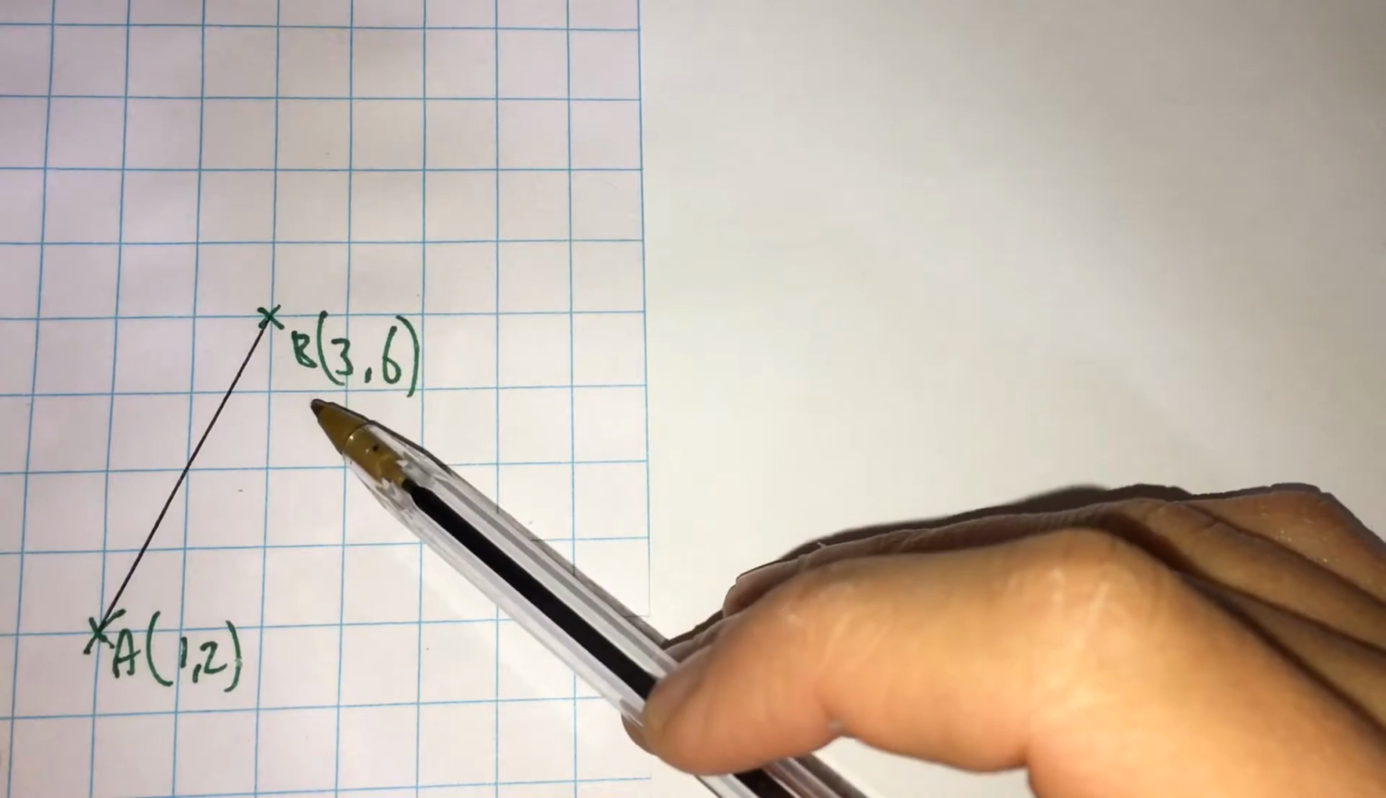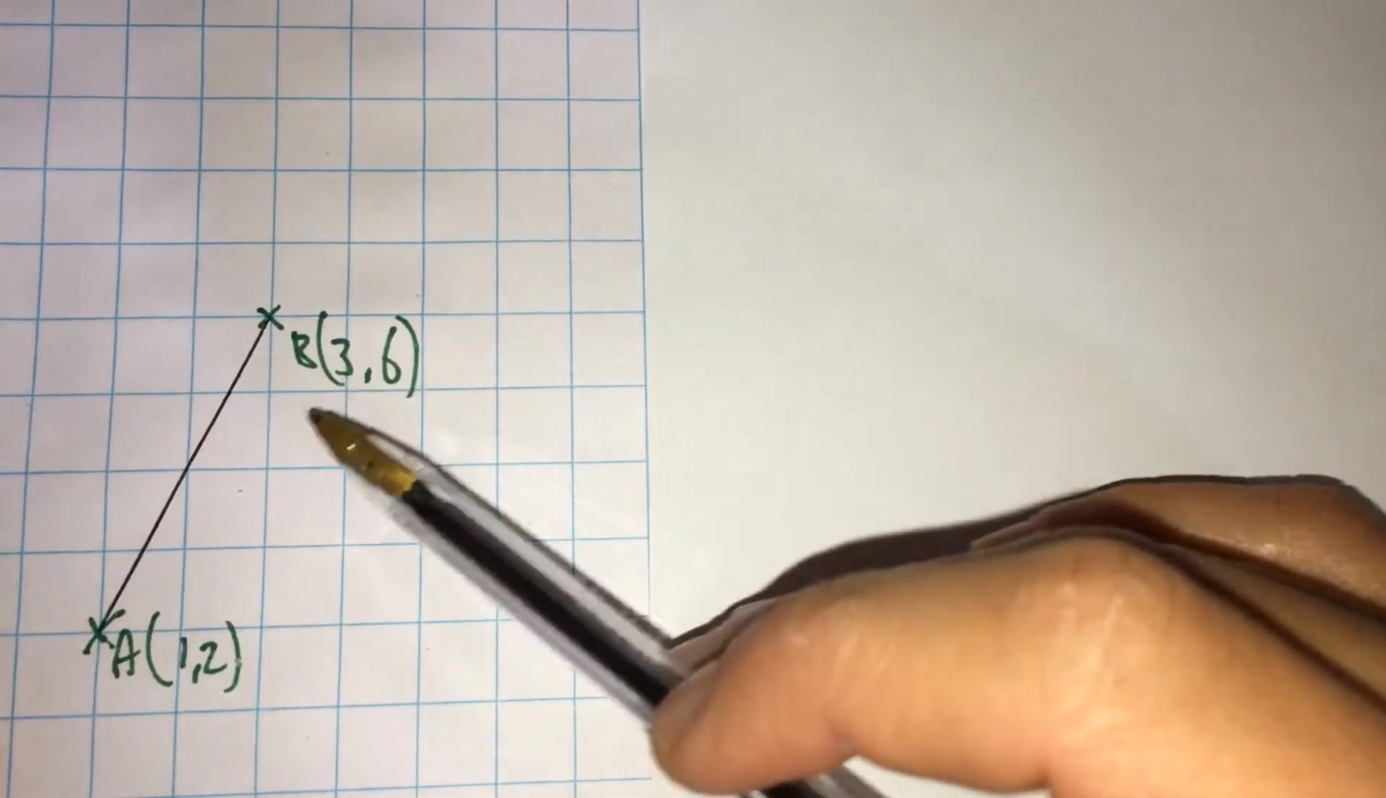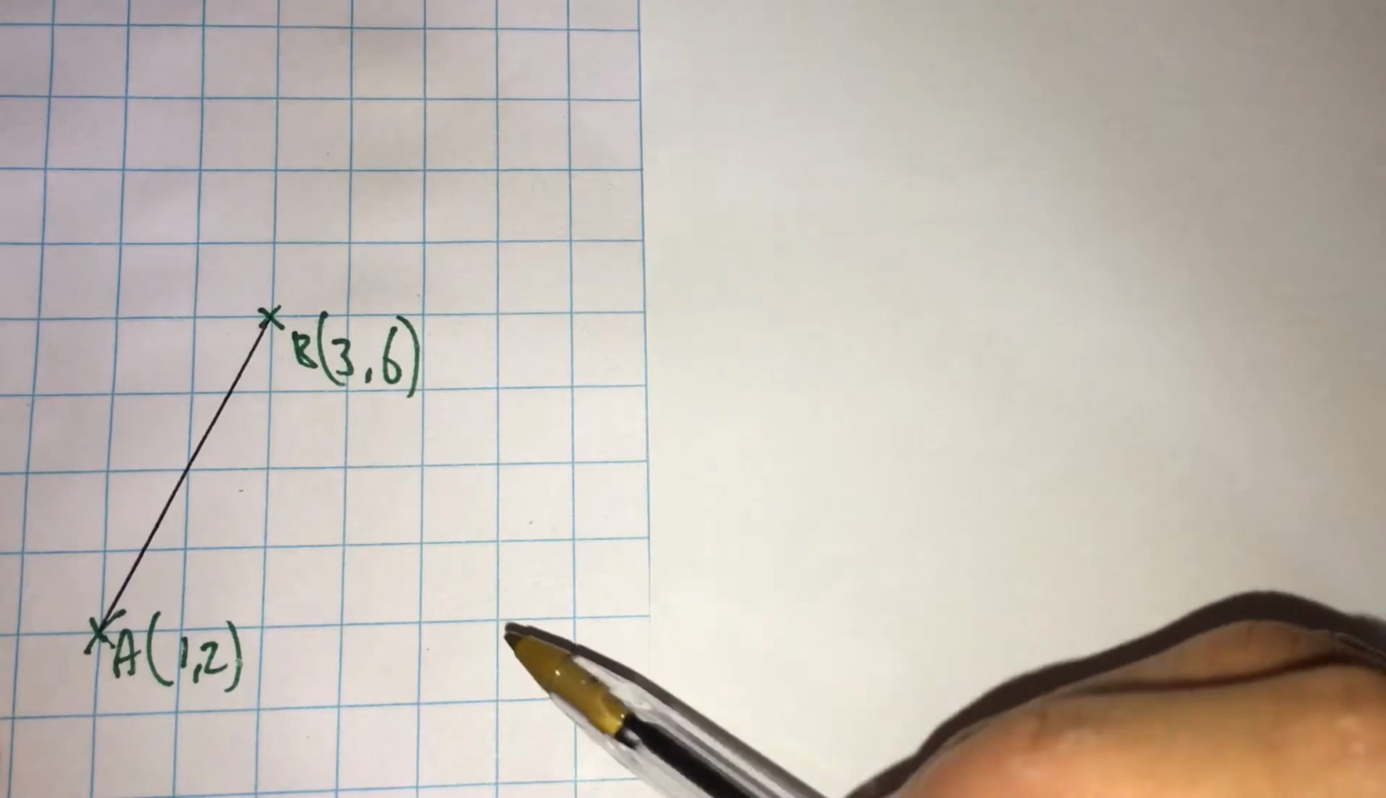Here we have 2 points. Point A is at 1, 2, and point B is at 3, 6. And we've got this line segment connecting the 2 points. And I want to find out everything I can about this line and all the things associated with it.